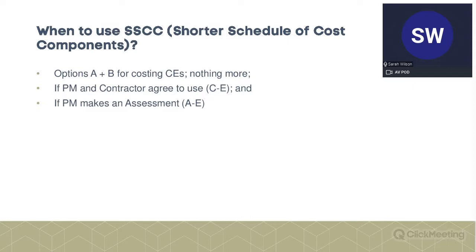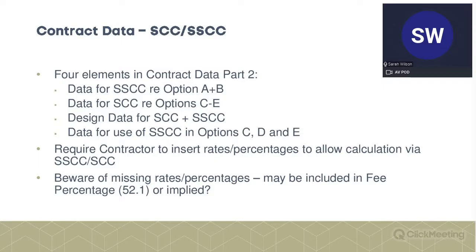A couple of other situations where you might use it, where you're working on options C, D, and E, and that's where the PM and contractor agree to use it. Now, I must say I've never come across an instance where the parties have agreed to use it in that situation, but perhaps you guys have. Another situation where the shorter schedule might be used is if the project manager assesses a compensation event in regards to any of the forms of contract. And in that case, the PM can use the shorter schedule at its discretion.